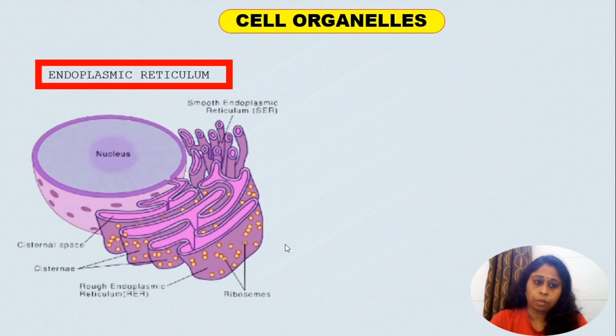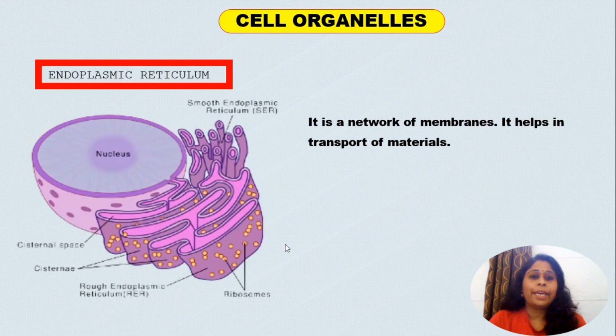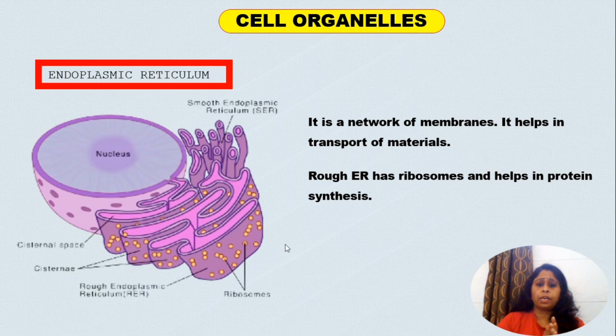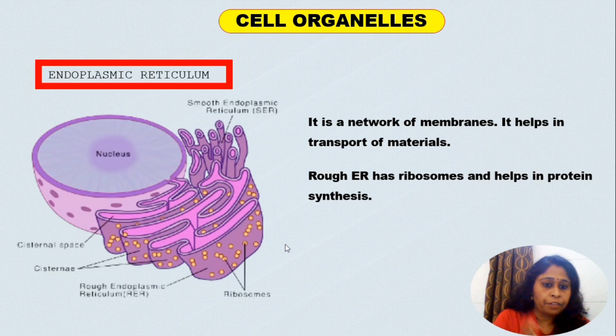Okay, now we will talk about the cell organelles. The first one is endoplasmic reticulum. Now, what is an endoplasmic reticulum? It is a network of membranes that helps in the transport of materials. And endoplasmic reticulum is divided into two types: rough endoplasmic reticulum and smooth endoplasmic reticulum. Rough endoplasmic reticulum has ribosomes and they help in protein synthesis.